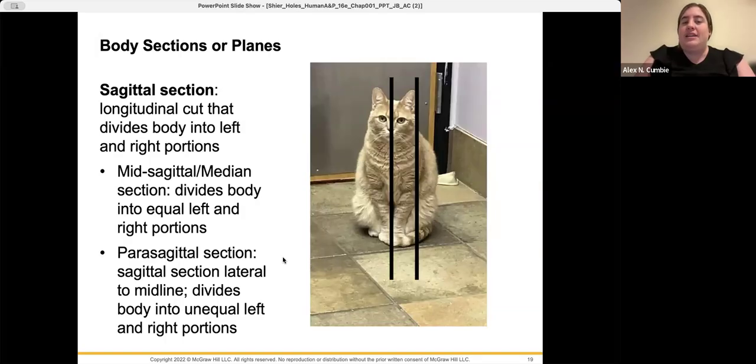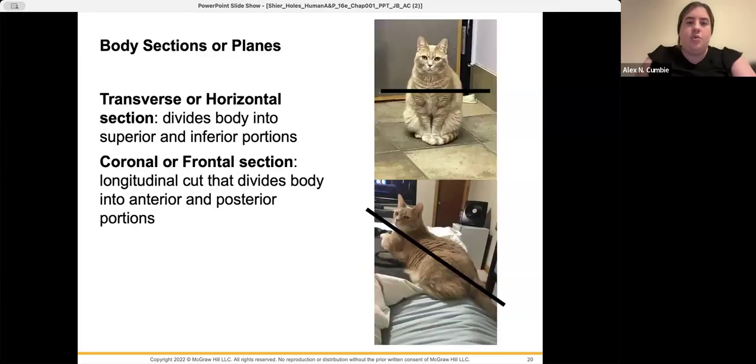But say we had a sagittal plane, but we did not create equal left and right portions. This one is smaller than this other side just based on this plane. We would call it parasagittal, where we are still dividing the body longitudinally or sagittally, but it's unequal left and right portions. So that's the sagittal plane, where we have mid-sagittal versus parasagittal. Most of the time in this course, when we refer to this plane, it's going to be mid-sagittal, equal left and right portions.